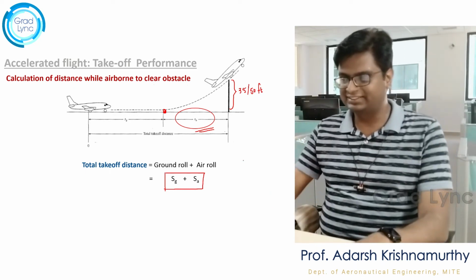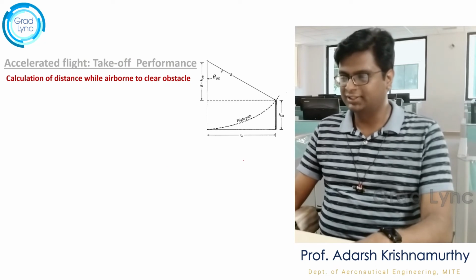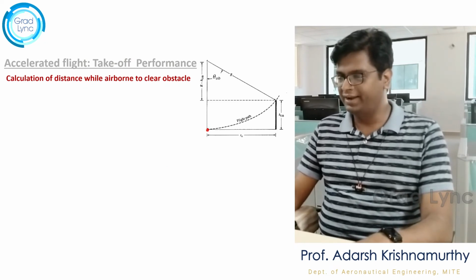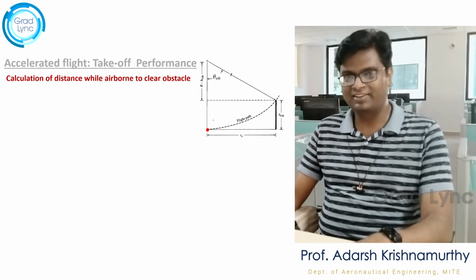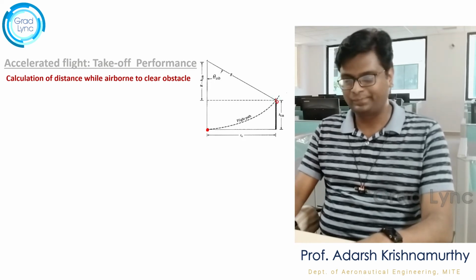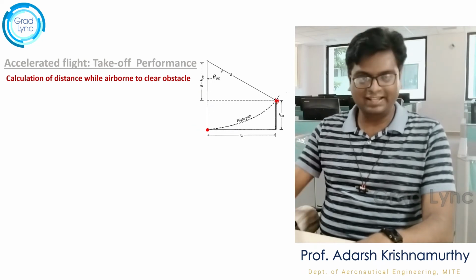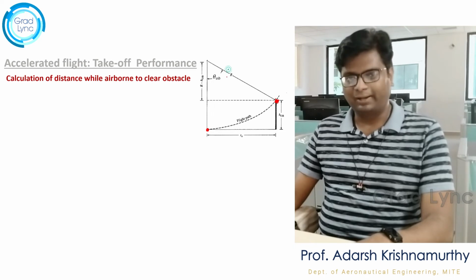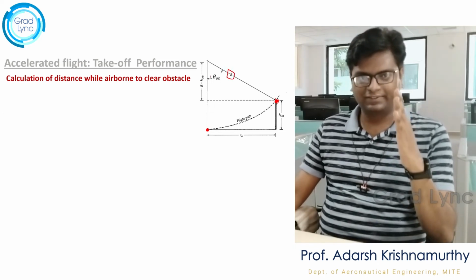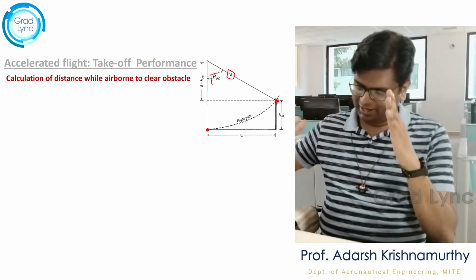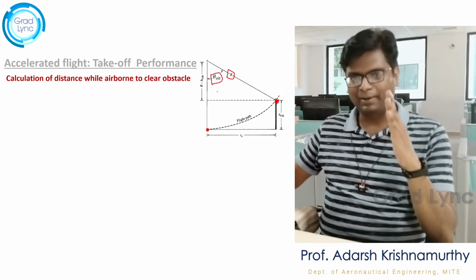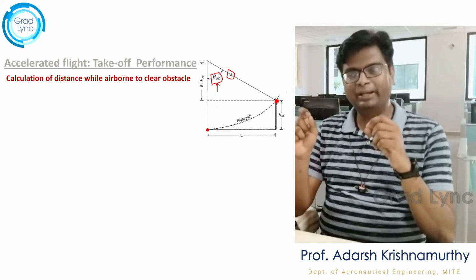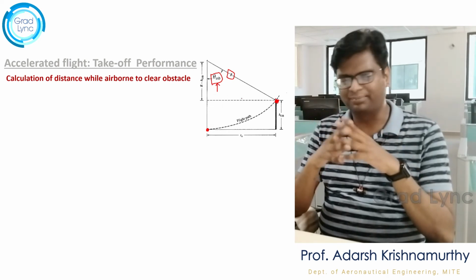Consider this scenario where at this point the aircraft just left the ground, and this is the point where the aircraft is going to clear the obstacle, right? That arc radius is given by capital R, and this dotted line is the flight path. The angle between the starting of the curve and the point where it clears the obstacle is given by theta OB. OB represents obstacle.